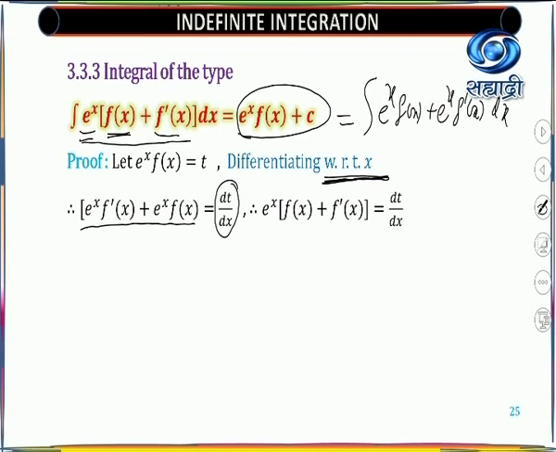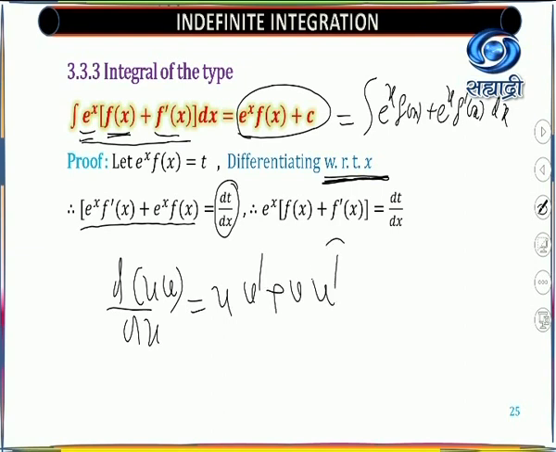So once you have differentiated, you take e raised to x common from the left hand side, you are left with f(x) plus f dash x, because you are using the derivative formula for u into v. So what is u into v? u into v dash plus v into u dash. Dash means derivative. So here this is u and this is v. You will get the same value, that is e raised to x f dash x plus e raised to x f(x) equal to dt upon dx.